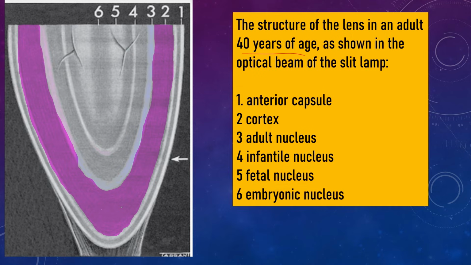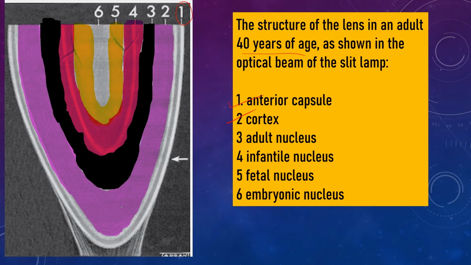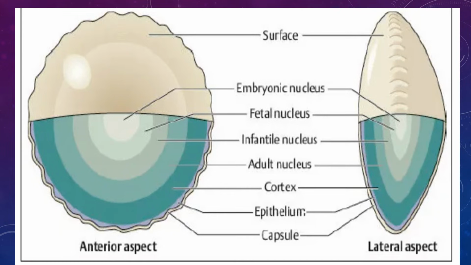The most outside one, labeled as 1, is the anterior capsule, right? Just below that will be the epithelium and then you will have the cortex. Here the cortex is labeled in pink color. Just inside the cortex we will have the adult nucleus, just inside that the infantile nucleus, then the fetal nucleus, and the most innermost part is the embryonic nucleus. So I hope that is clear.